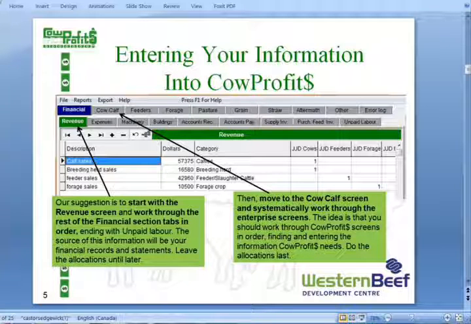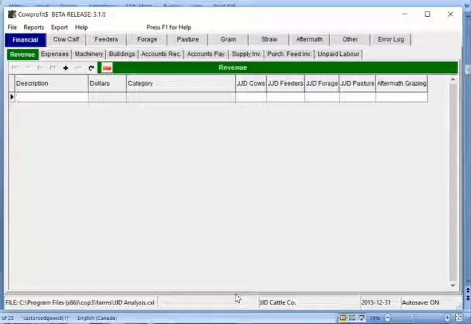Last time we talked about a strategy for entering your information into CowProfits, and this time we're going to get right into it and start with the revenue section and work our way left to right all the way down the menu. So here's the analysis file that I set up for the John and Jane Doe case study, and we'll start right here at the revenue section.